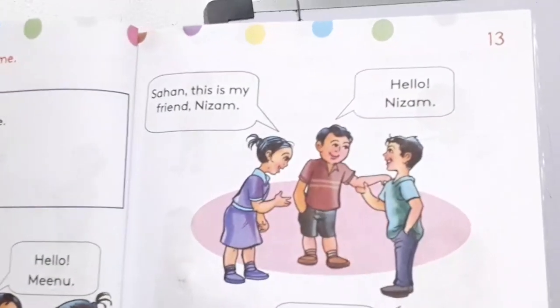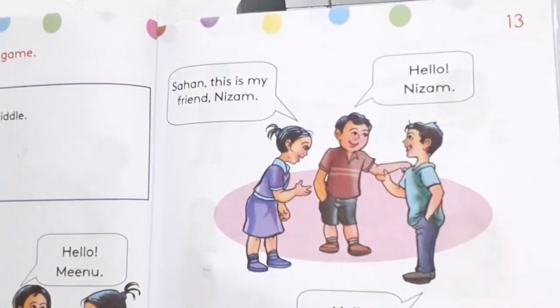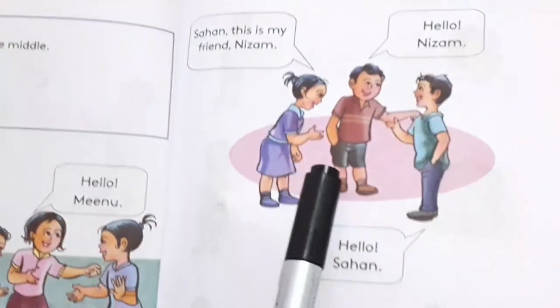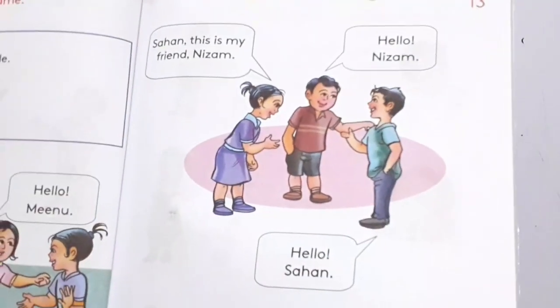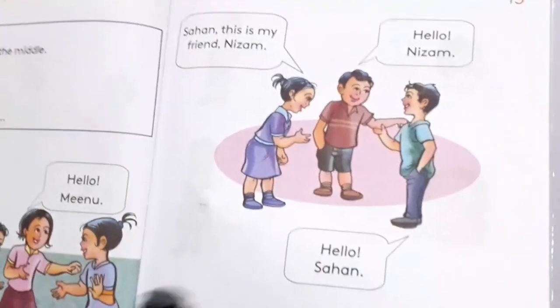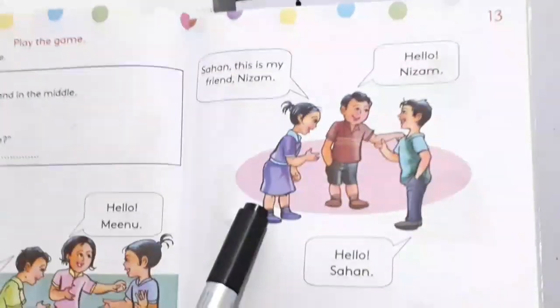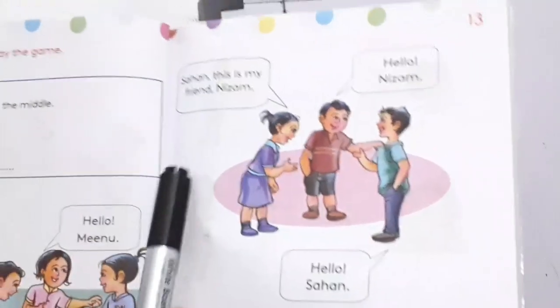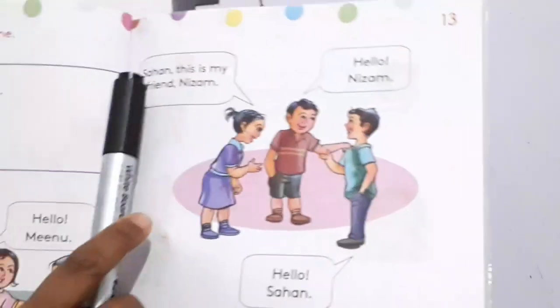Here also you can see three more friends, no? A girl and how many boys are there? 2 boys, right. Let's see what they are talking about here. The girl says, let's read.